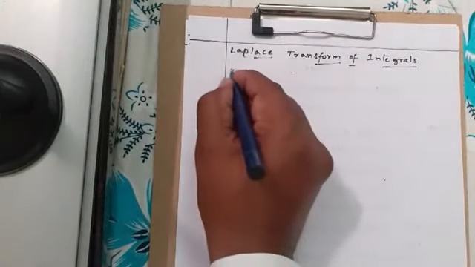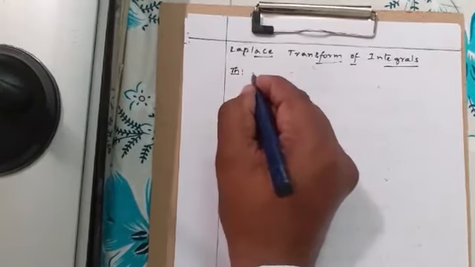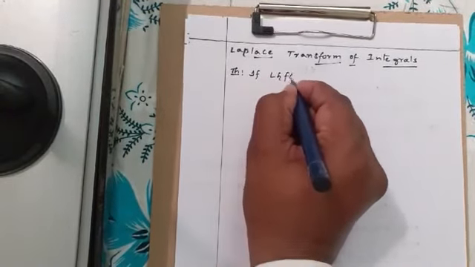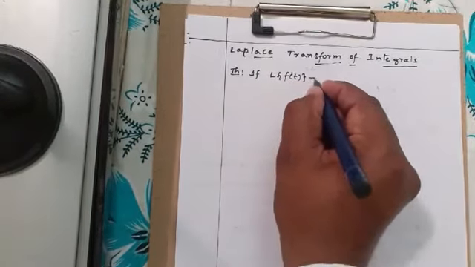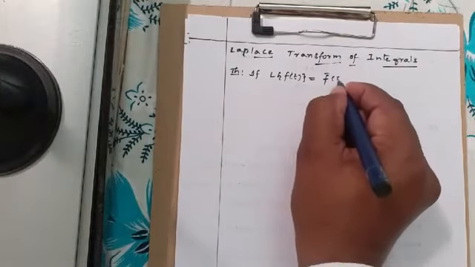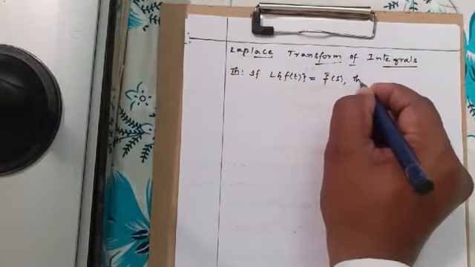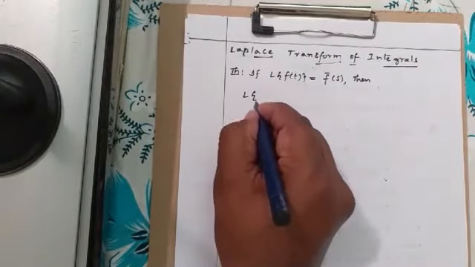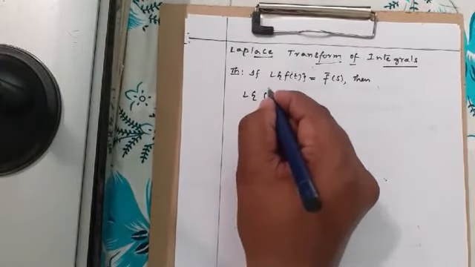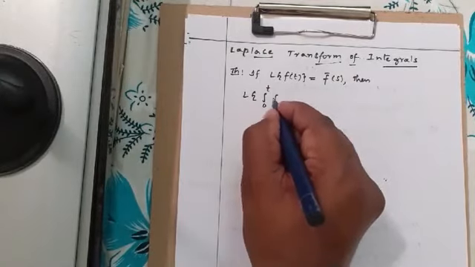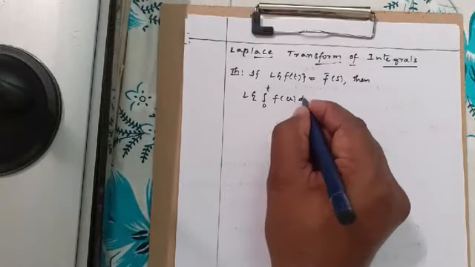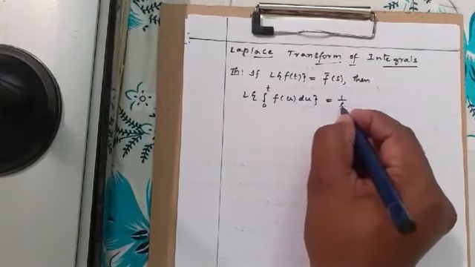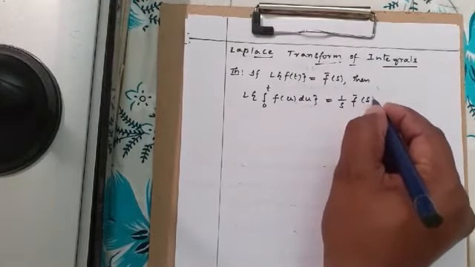Now let us have the theorem statement. The theorem statement is, if Laplace of f of t is equal to f bar s, then Laplace of integral 0 to t f of u du is equal to 1 upon s f bar s.